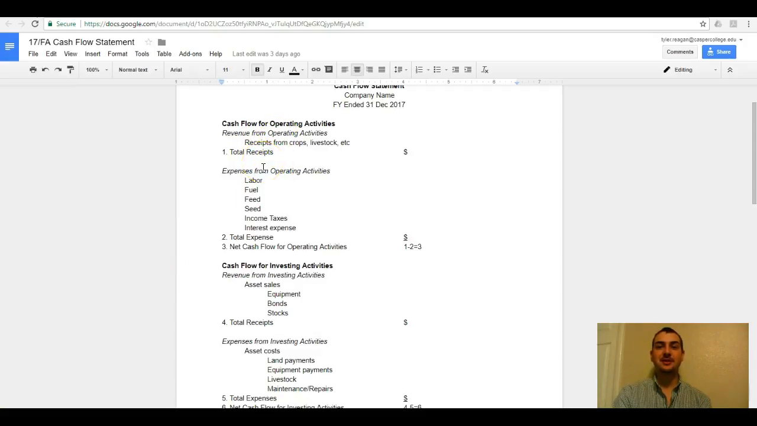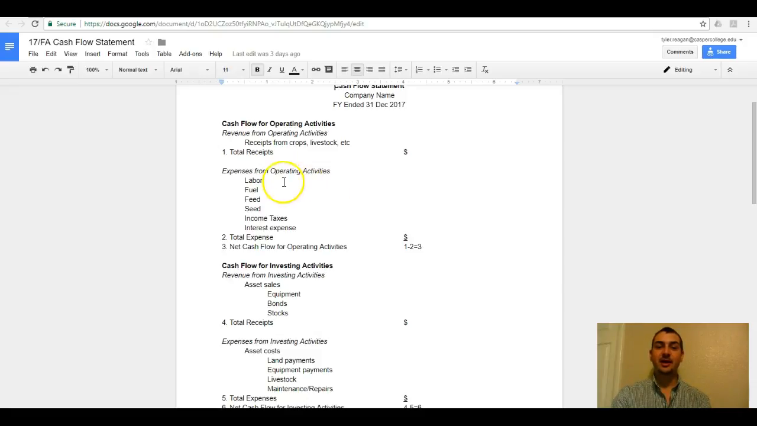After you have the receipts from these operating activities, you need to dive in and find the expenses from the operating activities. Again, the expenses are normal everyday expenses that you find in a firm. For an agricultural operation, it might be something like labor, fuel, feed, seed, income taxes. That's going right here. Interest expense on loans, such as an operating loan, is a normal expense that would go under operating activities.